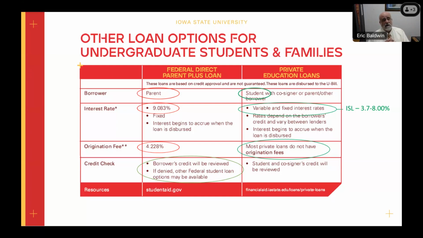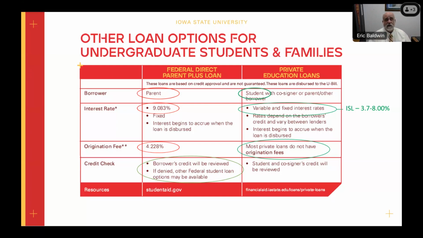So on the bottom down here, financialaid.iastate.edu/loans/private loans, you can go into our financial aid website and there's a drop down for loans and you just can go through that, or shoot us an email and we'll send you the link. Usually when I meet with families, I send them the straight link so they don't have to click 13 times to get into the website in order to find it.